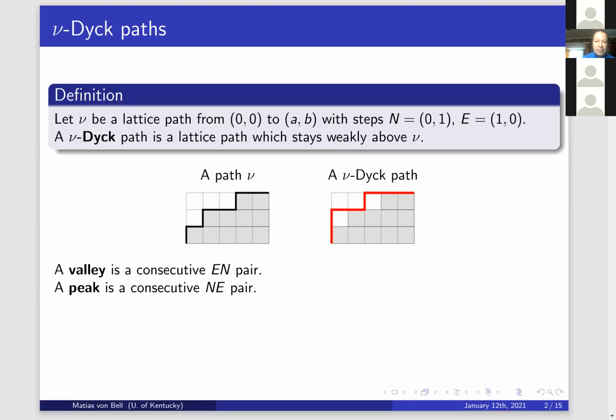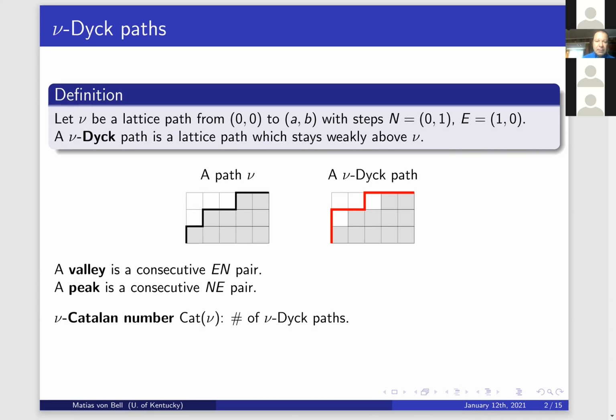Standard terminology for ν-Dyck paths is that a valley is a consecutive east-north pair. Here we have an east-north pair that are consecutive, so that forms a valley. And we have two peaks, one, two. The reason for calling those valleys and peaks is, of course, obvious when you tilt your head 45 degrees to the left and see that it looks like a mountain range.